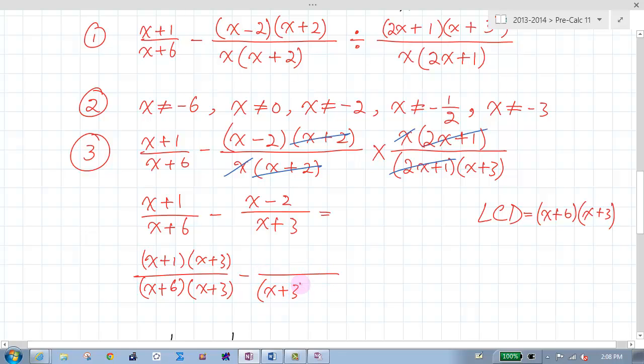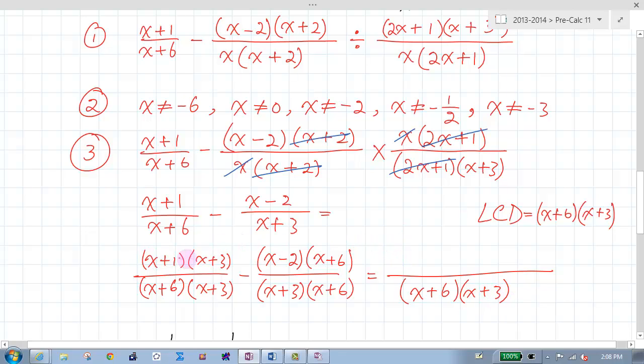Second one has an x plus 3 in the denominator and x plus 2 in the numerator. The denominator has to be x plus 3 times x plus 6, so we multiply the numerator by the same thing. So I can combine the two rational expressions because they have a common denominator now.